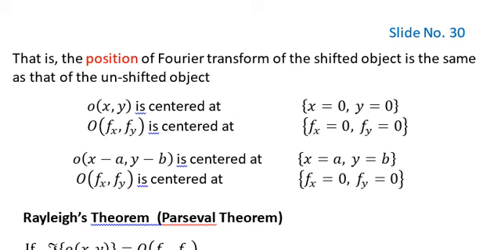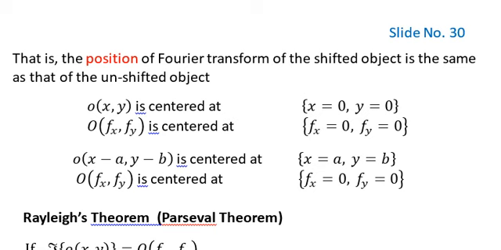So that is the position of the Fourier transform of the shifted object is the same as that of the unshifted object. Now in this analysis we have noticed that O at x comma y is centered at x is equal to 0, y is equal to 0, and the capital O at fx comma fy is centered at fx is equal to 0, fy is equal to 0.